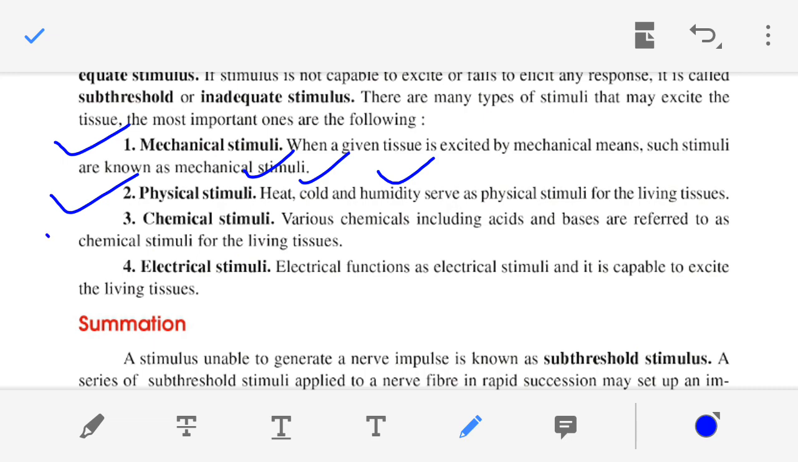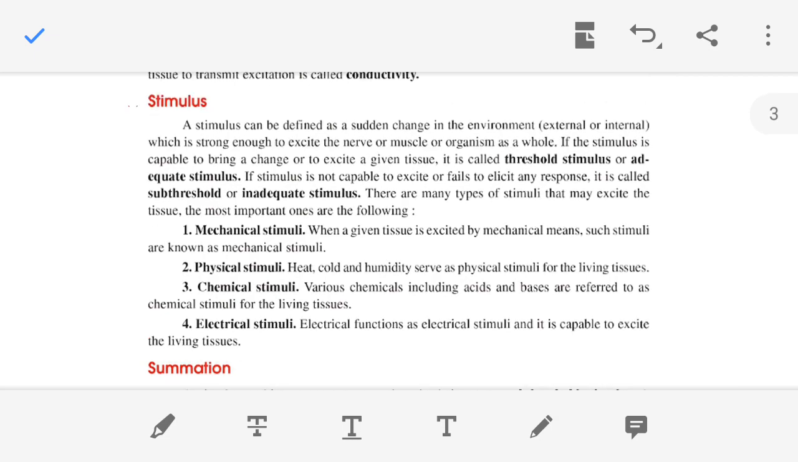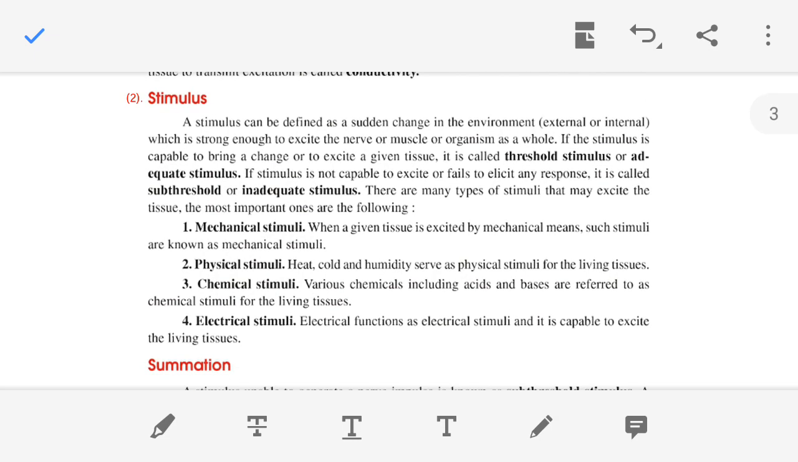Then chemical stimulus: some chemicals are responsible for generation of nerve impulse. For example, some acid or base is strong enough to generate the nerve impulse. Okay, and finally the electric current can generate the nerve impulse. So these are all the stimuli which generate the nerve impulse.